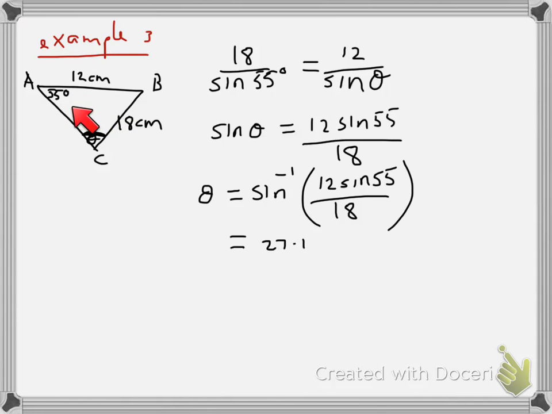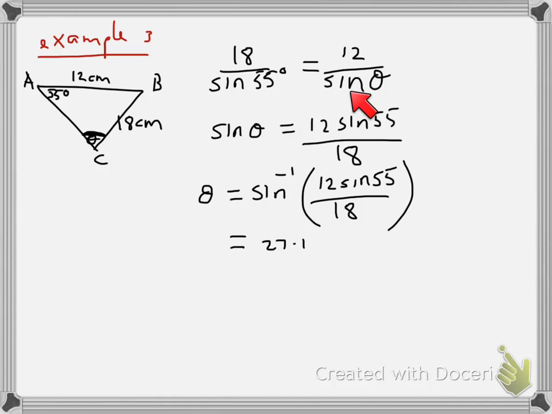Now this time I'm not going to bother writing little a and little b and little c. I'm merely going to take the pair that I know, which is this side of 18 and 55. So that means the ratio or fraction 18 over sine 55 is equal to the other pairs. Now the pair that I'm interested in is this pair with a side of 12 and the angle over here that faces it. So I'll write 12 over sine theta. So these two are equal to each other.